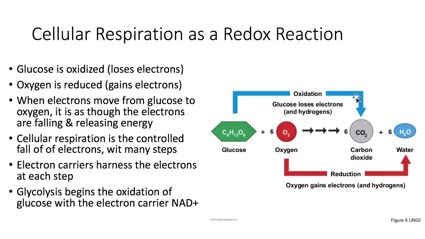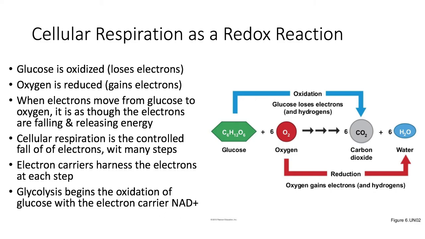What happens during the many steps that break apart glucose is that electrons are going to be harnessed and captured at each step. Those electrons are going to be captured by things known as electron carriers. All right, so the first electron carrier we're going to discuss is NAD+.